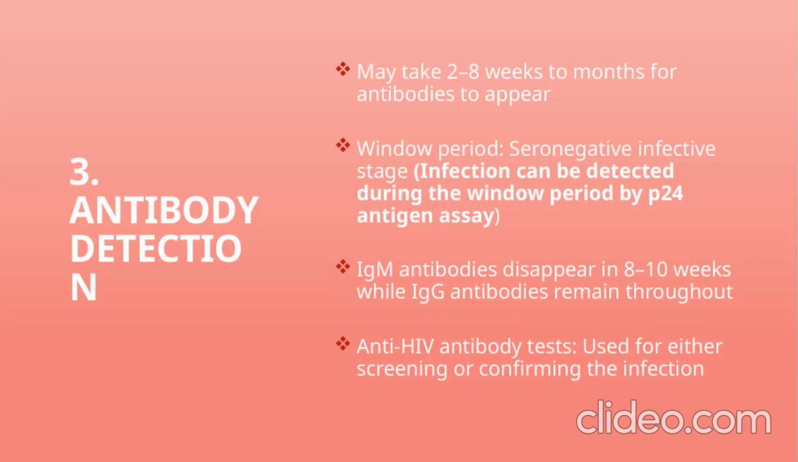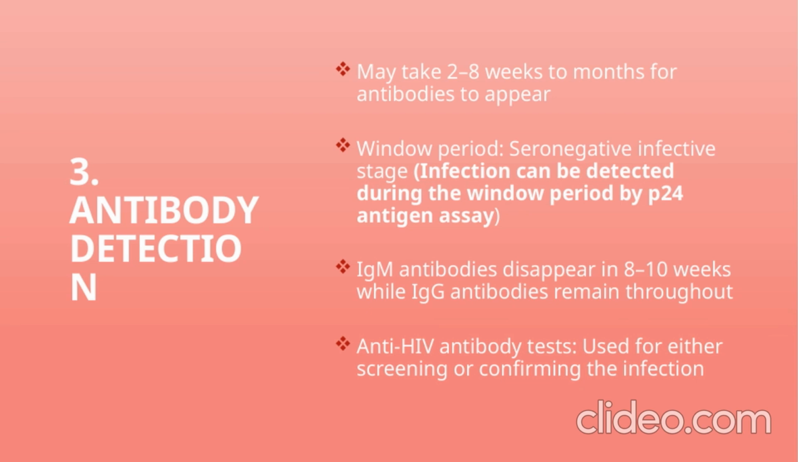It can take anywhere from 2 weeks to even up to several months for antibodies to actually show up after someone gets infected. During this time, the person is in what's called the window period, which is also known as the seronegative infective stage. Interestingly, during this window, infection can still be detected through a P24 antigen assay, which looks for a different marker of the virus.